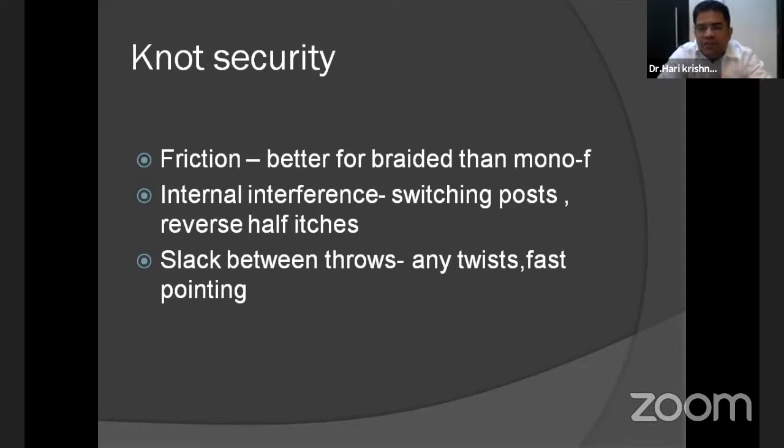And by reversing the half hitches. What are the half hitches? One suture overhand, and one over, one under will make the knot security better, and reduce the slack between the throws.